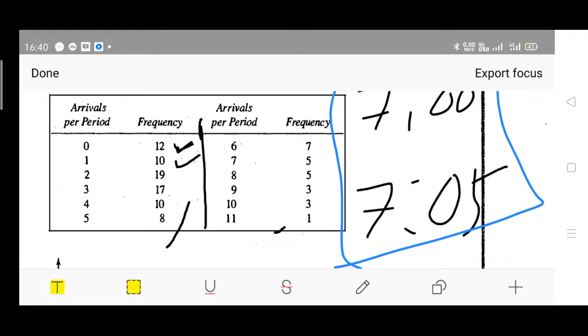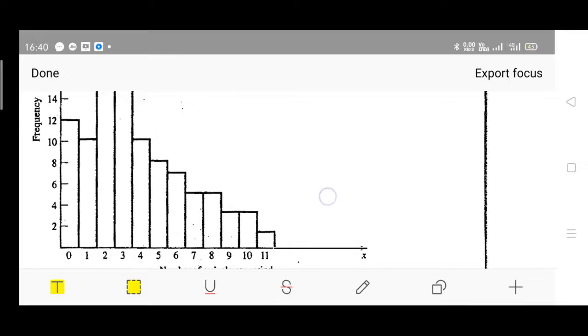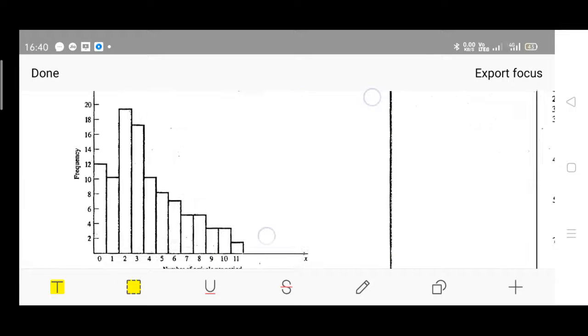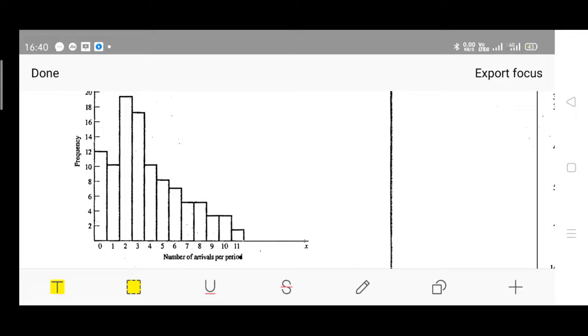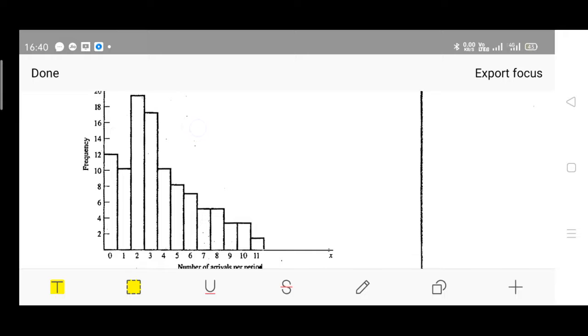Next, our job is to plot the histogram. It is nothing but a bar chart, isn't it? The x-axis contains the arrival per period, and the y-axis contains the frequency, right? The number of arrivals is the count of vehicles in a particular time. The time is fixed, 5 minutes. So the number of vehicles arrived is taken on the x-axis, and the frequency, the count value, is taken on the y-axis. It starts with 0, observed 12 times, so 0 is mapped to 12, then 1 is mapped to 10, and so on. It is a very simple concept, you have to plot the histogram or bar chart.